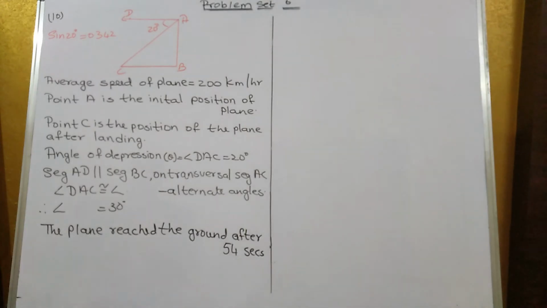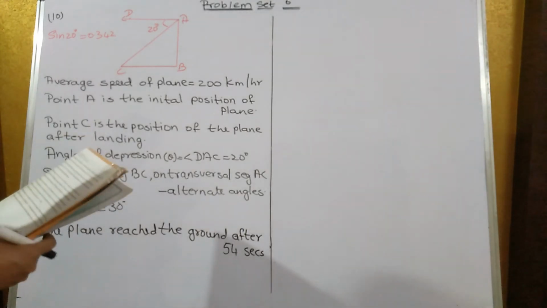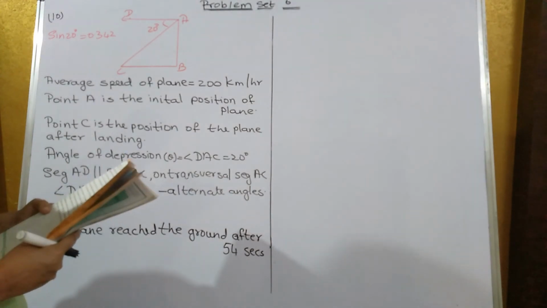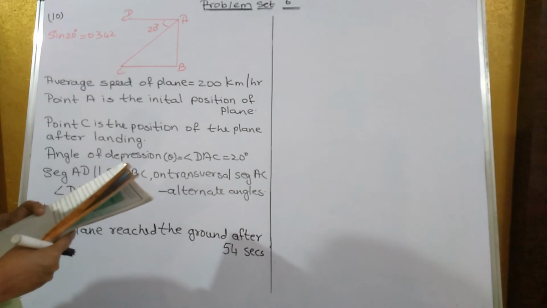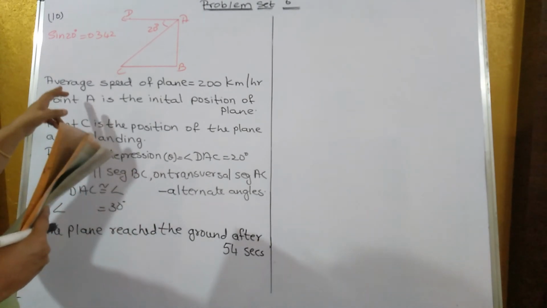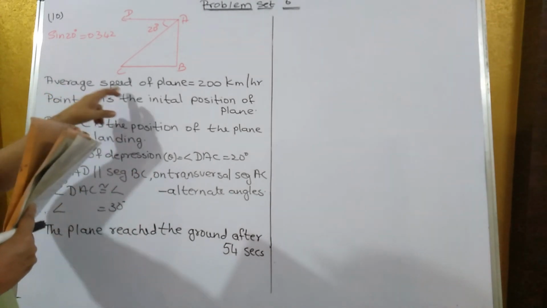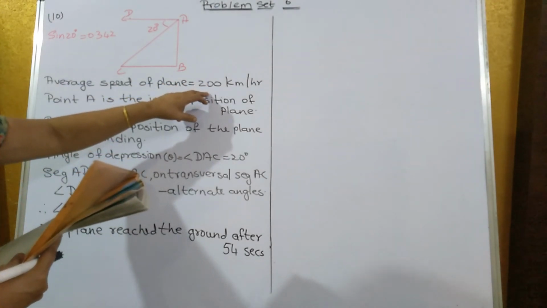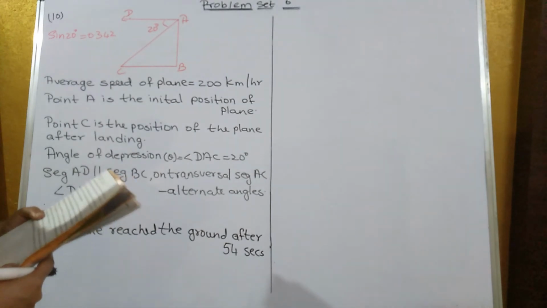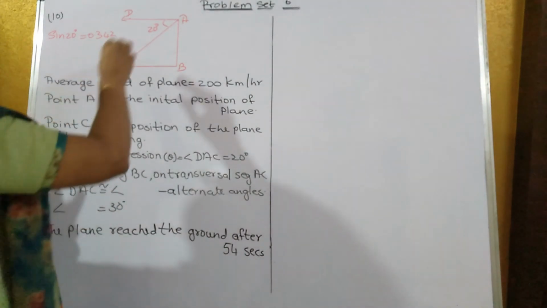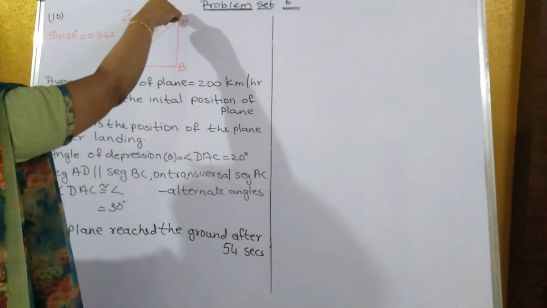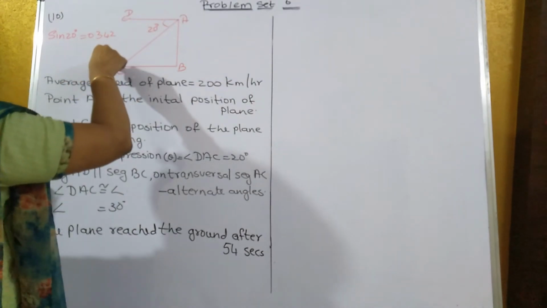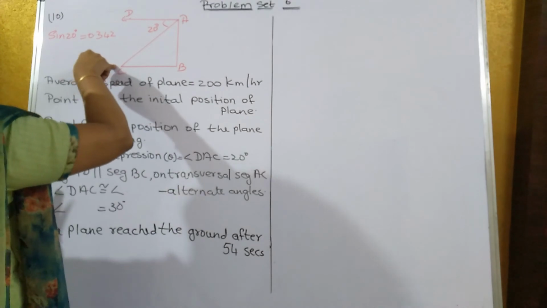Now sum number 10 of problem set 6. They have said, when landing at an airport, a pilot made an angle of depression of 20 degree. The average speed of the plane was 200 km per hour. The plane reached the ground after 54 seconds. That means when the plane was at this position and the pilot looked at the point C, the angle of depression was how much?